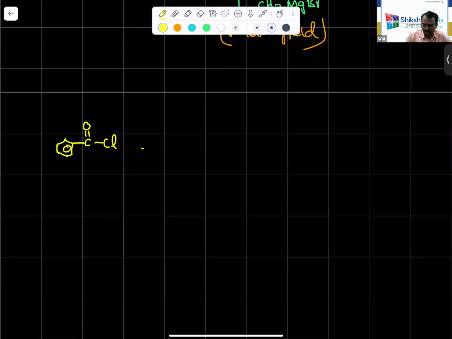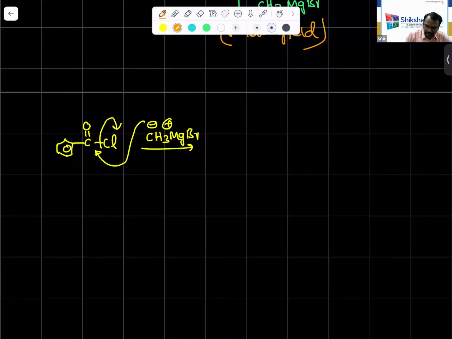Now this molecule is treated with Grignard reagent. What will happen? Here CH3 minus makes a bond with this carbon. In the next step, Cl minus takes part in elimination. Actually, in the first step, pi bond electron polarizes towards oxygen, and O minus and C plus formation takes place. Now C minus and C plus form a bond. After that, from this carbon, Cl minus takes part in elimination. Again, carbon oxygen double bond formation takes place.